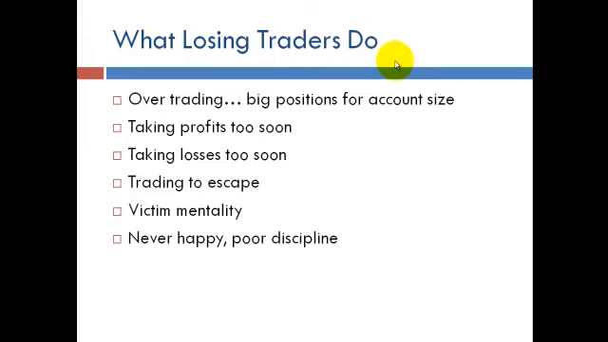Losing traders also take losses too soon. For example, I've set my loss to 50%. Anytime I lose 50%, I should be out. Somebody will say, okay, anytime I lose 10%, I'm out. 10% is too early. Just leave it till 50%. If you risk 50%, leave it at 50%.